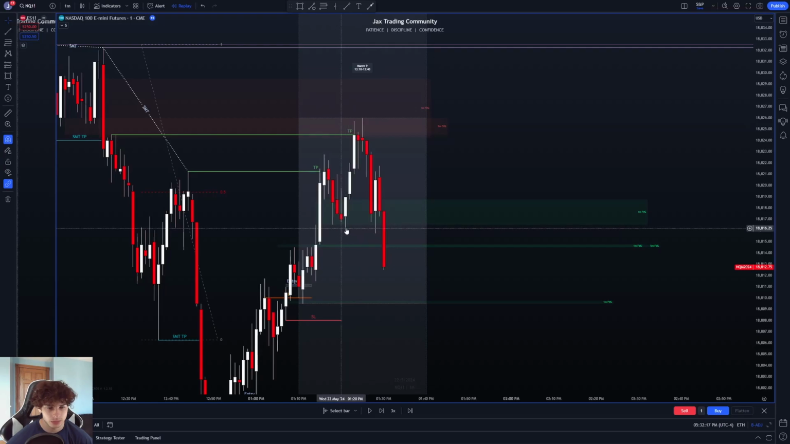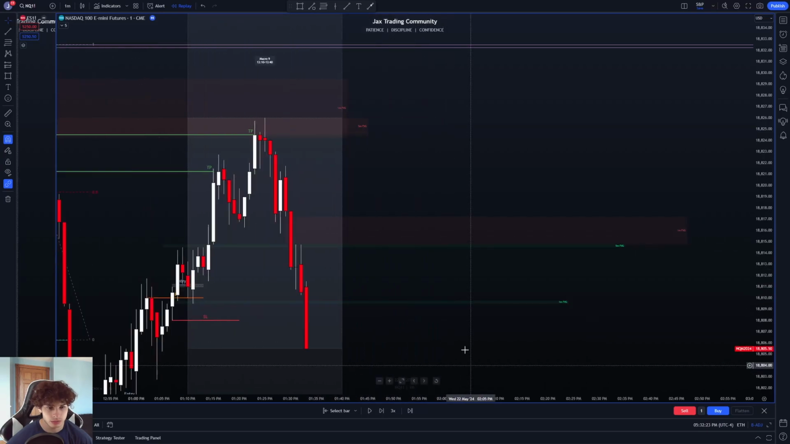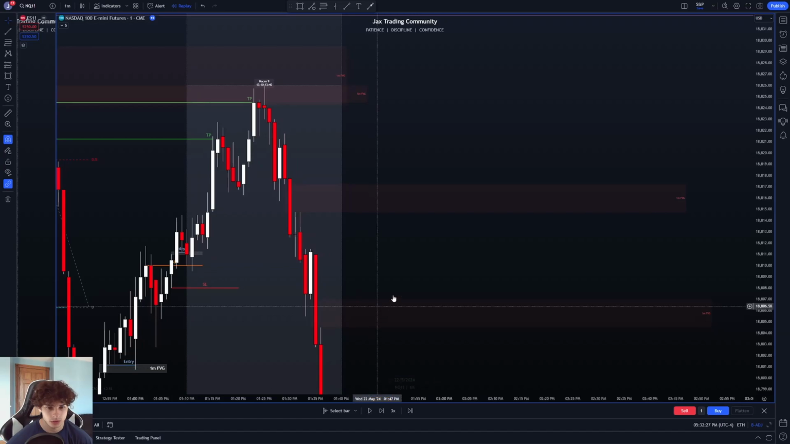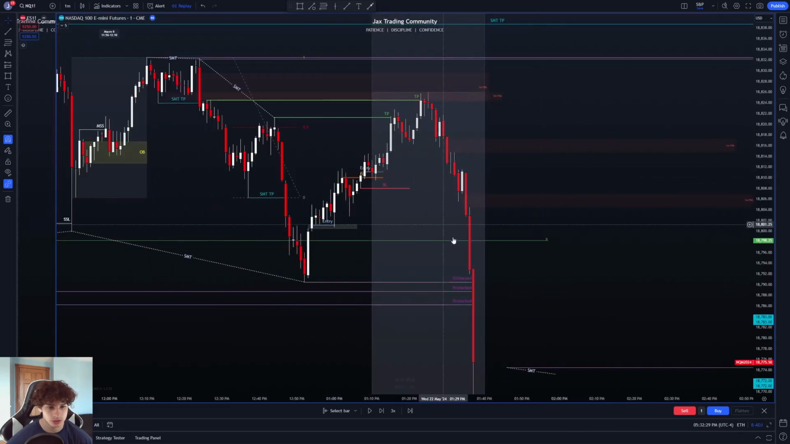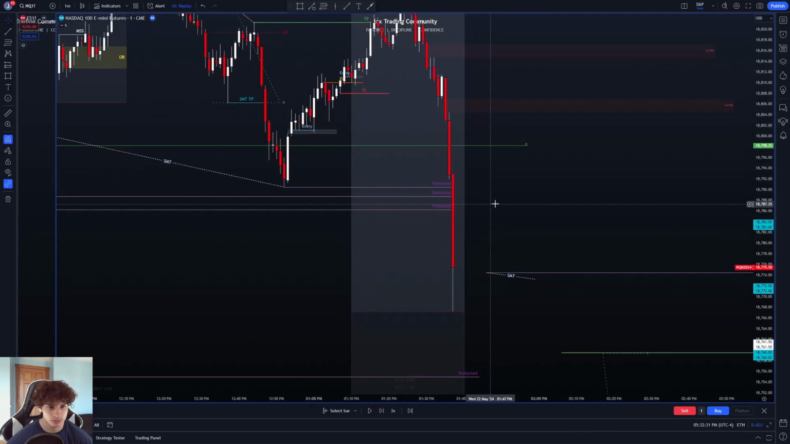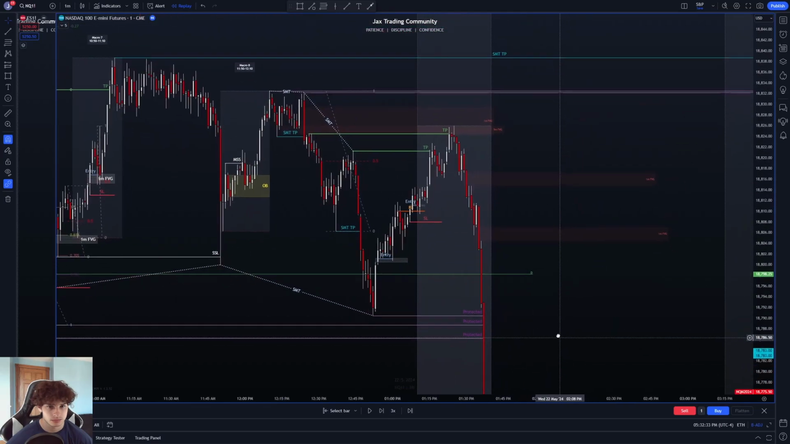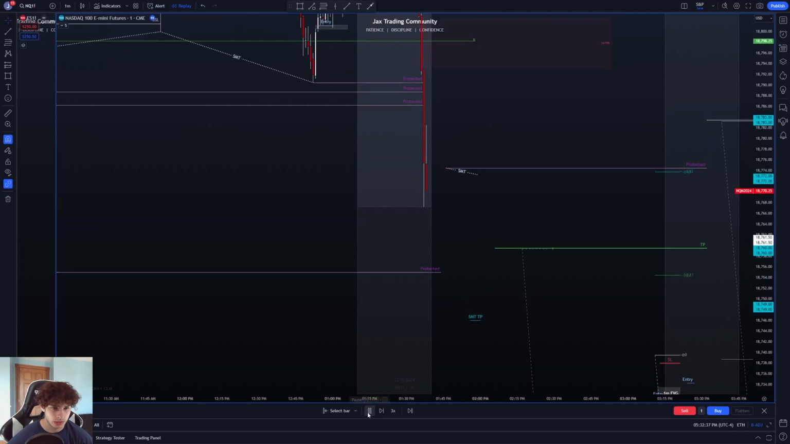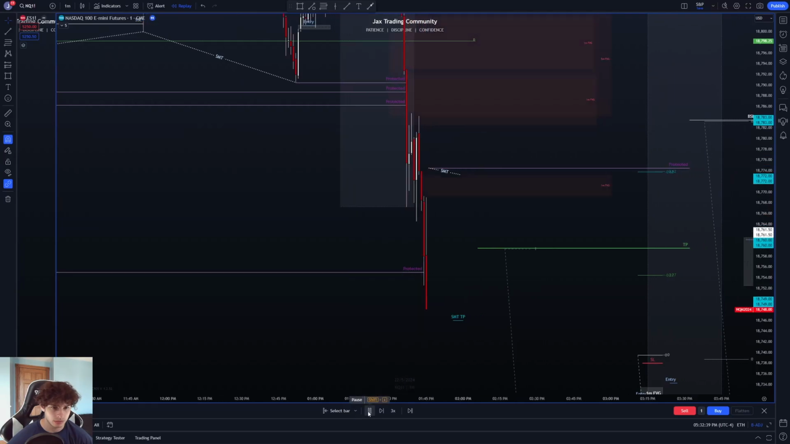And so now right here, we have market structure shift. Now, if I was to look into a trade, I probably would look to take an entry into this fair value gap to go short, but we don't. We end up just moving all the way down and taking out all these protected lows. And we go down to take this protected low.